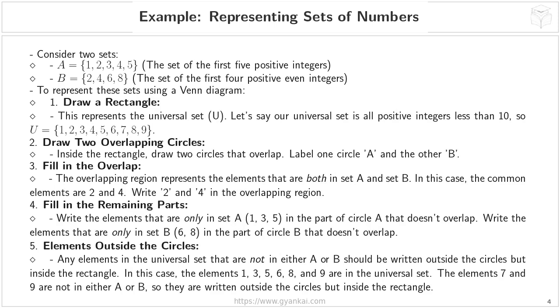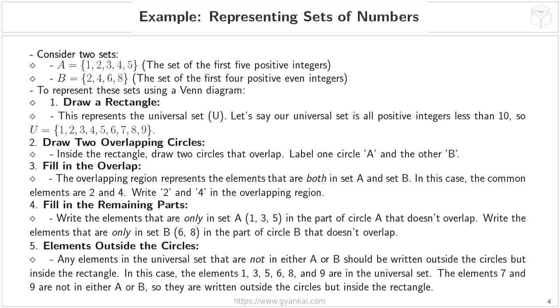Now comes the important part, filling in the diagram. The overlapping region, where the 2 circles intersect, represents the elements that are both in set A and set B. Looking at our sets, we can see that the numbers 2 and 4 are present in both A and B, so we write 2 and 4 in the overlapping region of the Venn diagram.